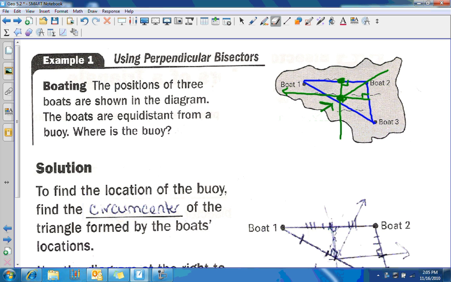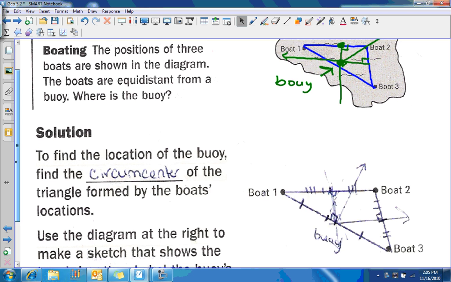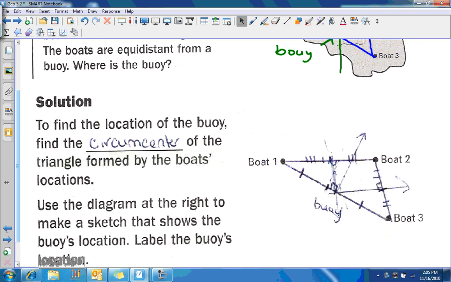Really, all you got to do is put the triangle and just two on the side of it. You have to find the perpendicular bisector of all three sides where they intersect. That's the equal distance from all the boats. It's all the same point. The boat is where? The buoy. The buoy is the circumcenter. It's where all your perpendicular bisectors intersect.